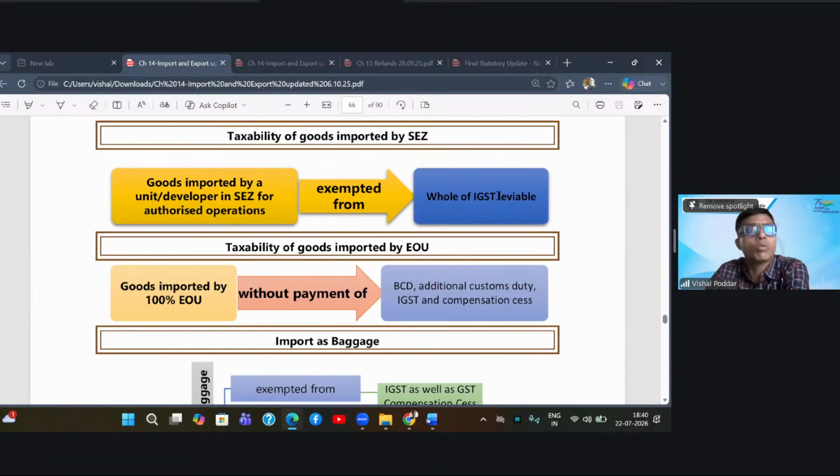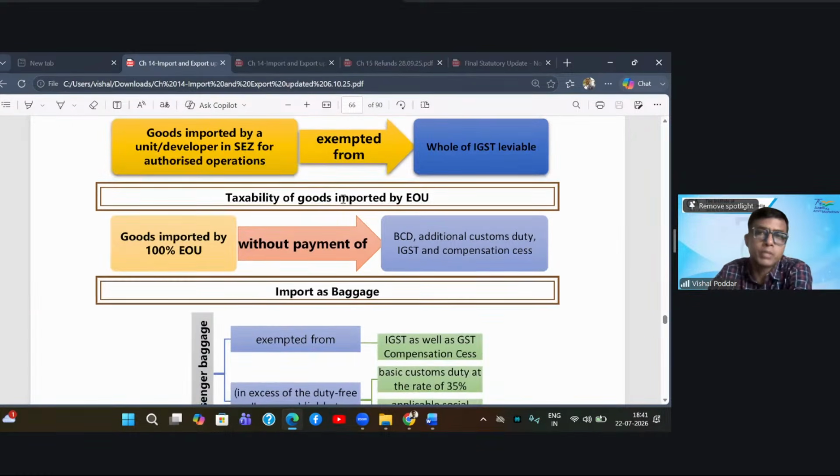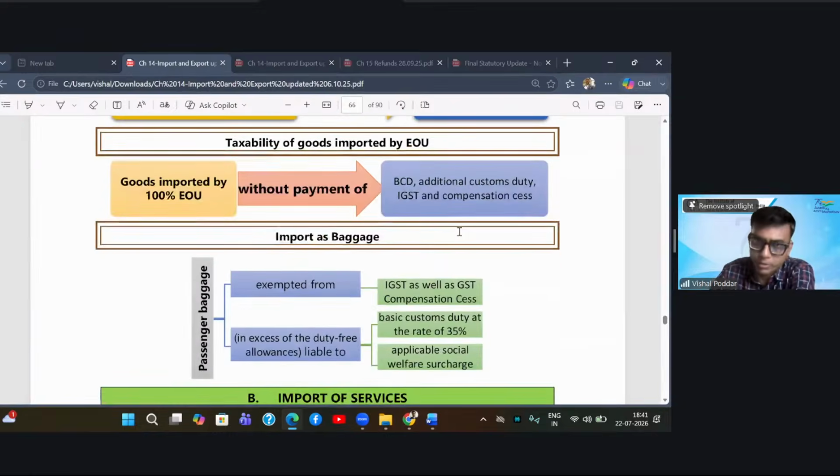There will be no IGST levied. So where an SEZ, which is physically in India but for taxation laws is deemed to be outside India, is importing goods, the import is exempt. That is, the SEZ is not required to pay any IGST on such imports.